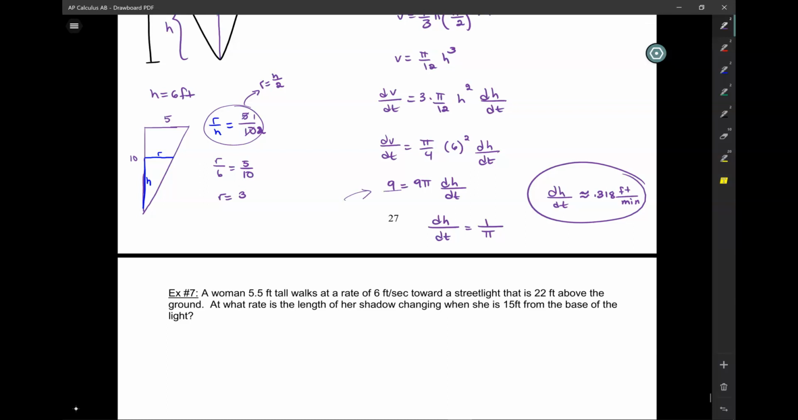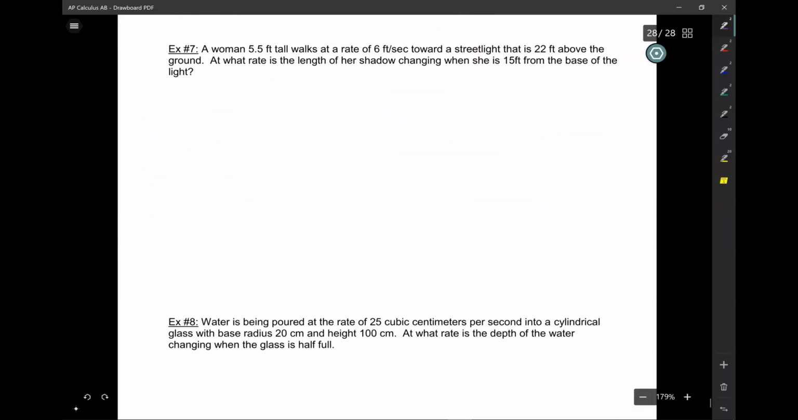Another very famous, typical problem is somebody walking with a shadow, right? And that's number 7. A woman 5.5 feet tall walks at a rate of 6 feet per second towards a street light that is 22 feet above the ground. At what rate is the length of her shadow changing when she is 15 feet from the base of the light? Okay, so here's the woman.